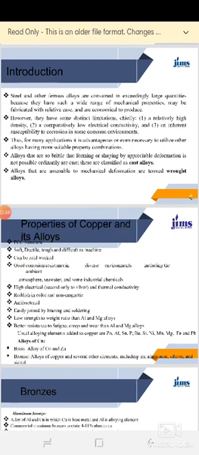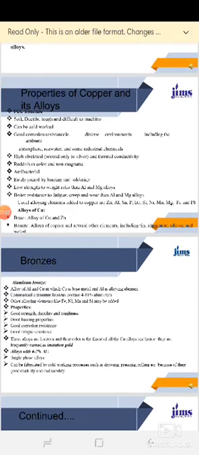Alloys of copper are brass, alloy of copper and zinc, and bronze, alloy of copper and several other elements including tin, aluminum, silicon and nickel. So basically these two are copper alloys, brass and bronze. First of all, bronze. Aluminum bronze, alloys of aluminum and copper in which copper is base metal and aluminum is alloying element.